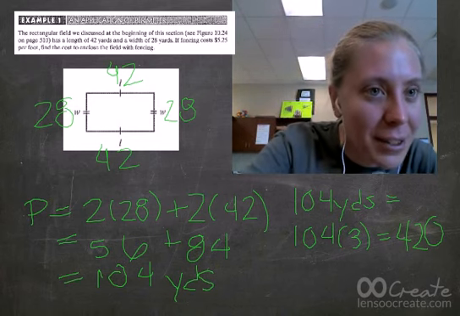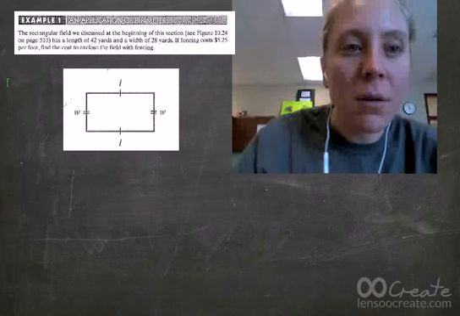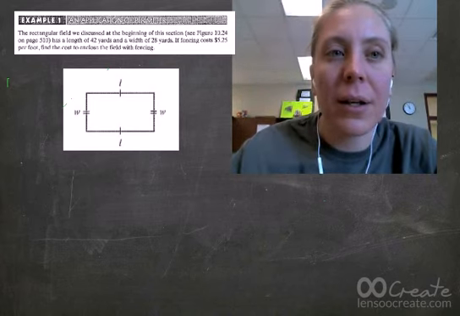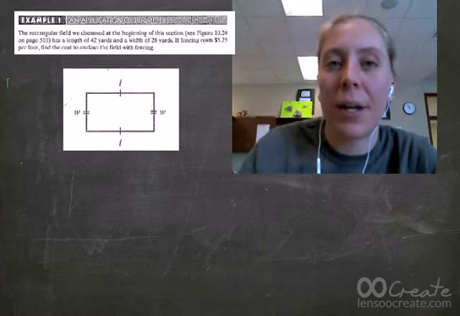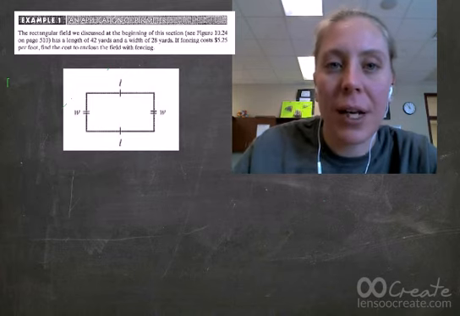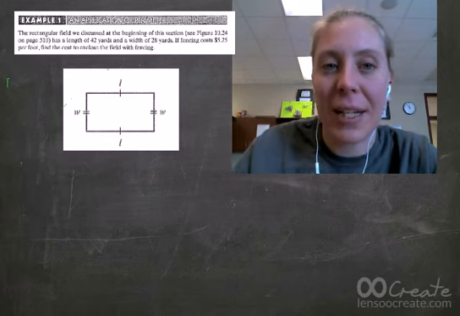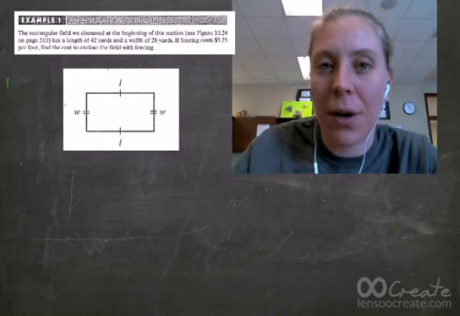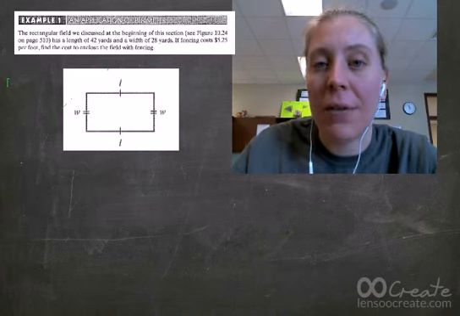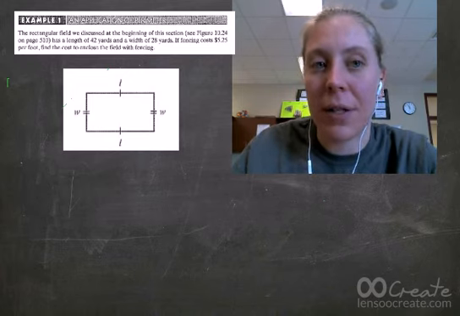Let's pause this. All right, so let's take a look at an example as an application of perimeter, looking at a rectangular field that has a length of 42 yards and a width of 28 yards, and fencing costs $5.25 per foot.